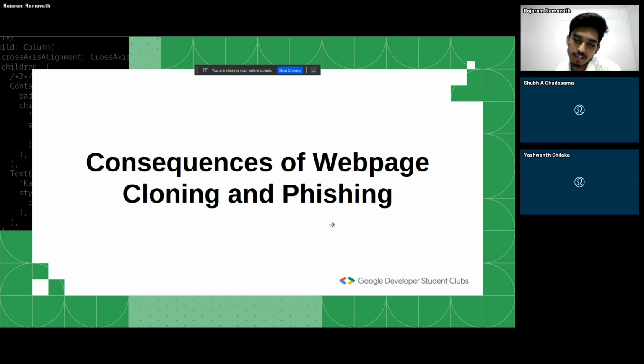Consequences of web page cloning and phishing: whenever you encounter this, you would not know that you have fallen for the scam. Whenever you fall for these kinds of scams, your username, password, or any useful information will be used by the attacker. He might use it for other purposes, and in future you might face lots of consequences, like he might post anything using your credentials wherever he logged in. That's how you're going to face lots of issues.